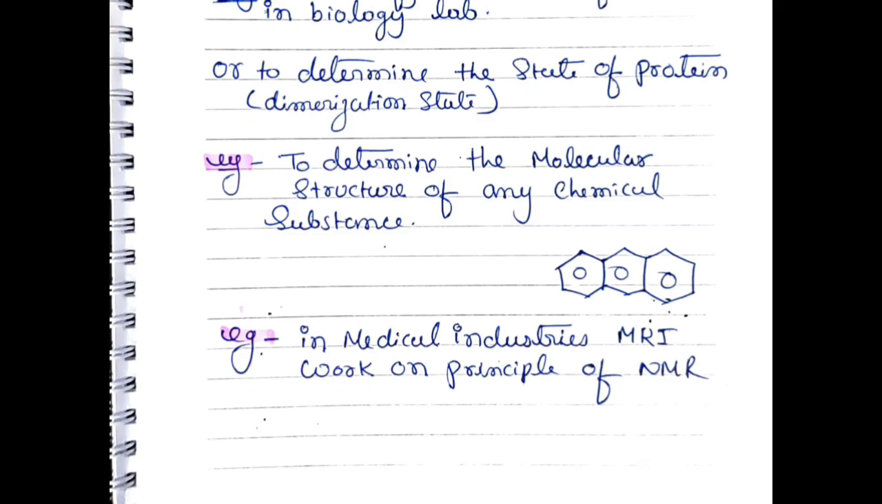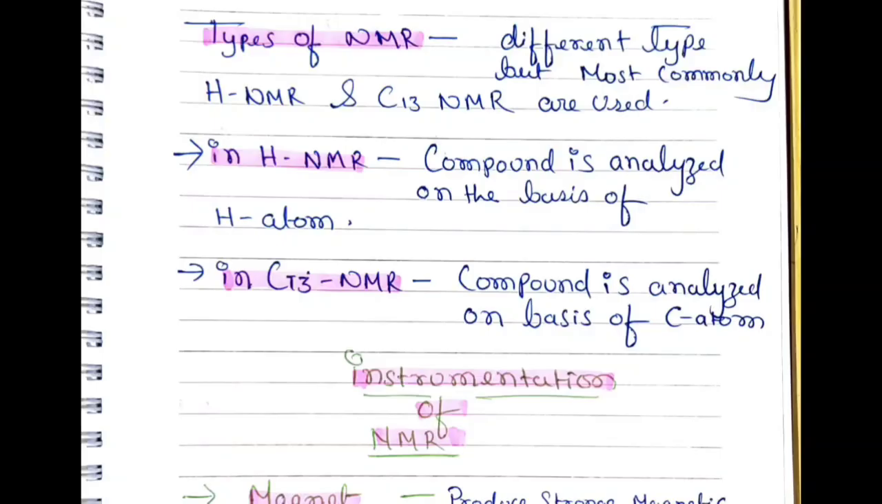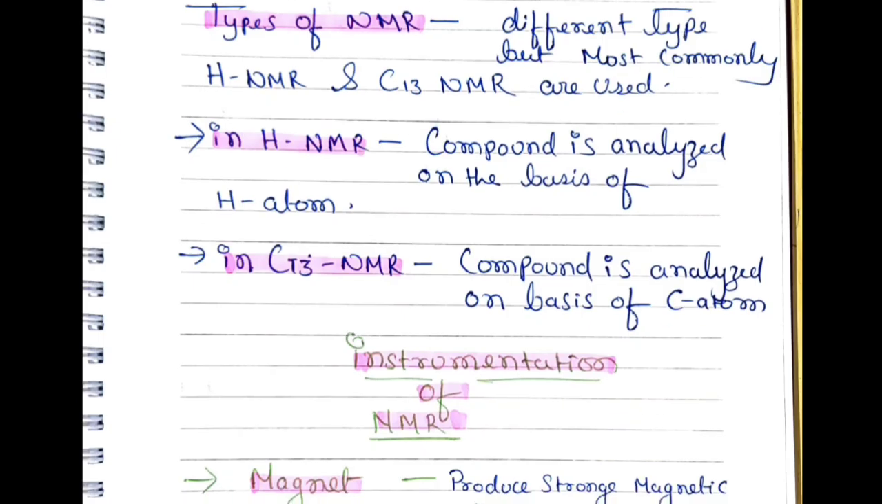In the medicinal industry, MRI, magnetic resonance imaging, works on the principle of NMR. So this NMR technique is also used in MRI. Now come to the types of NMR. Basically, there are different types of NMR, but most commonly HNMR and C13 NMR are used.